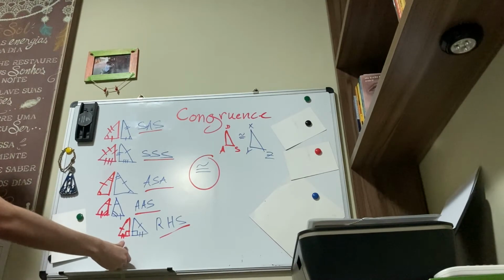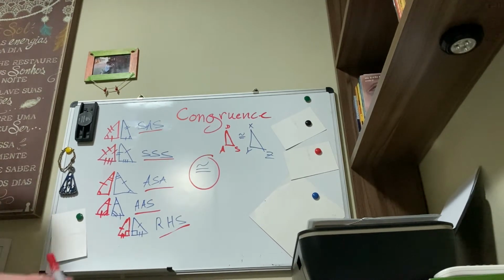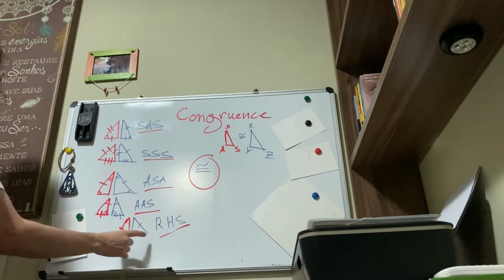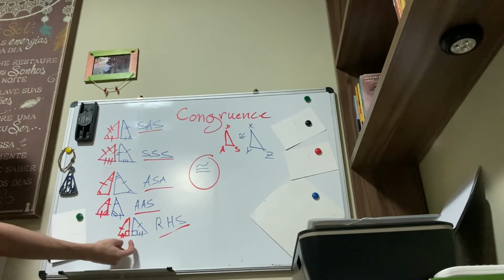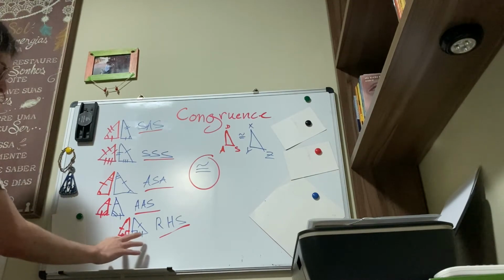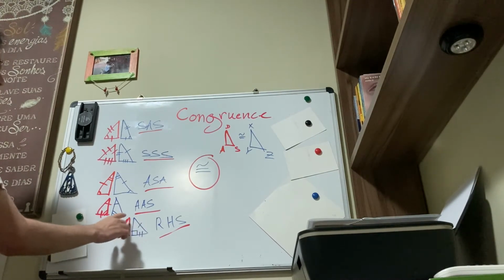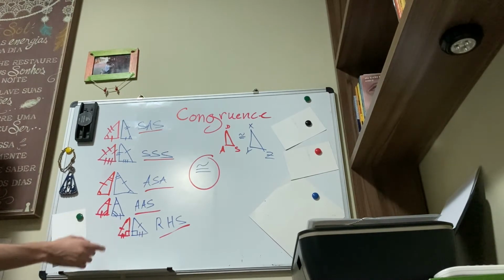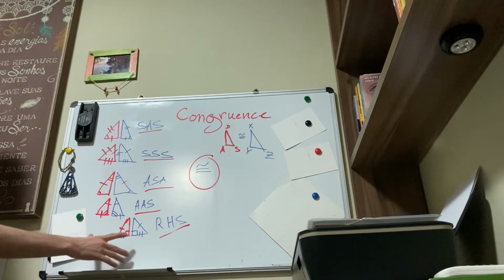And then here, this is a special case when you have a right triangle. So you need to prove that you have a right triangle. So you need to prove that you have a 90-degree angle inside your triangle somewhere. And then one of the sides, and the hypotenuse, which is the one opposite to the 90-degree angle, need to be the same so that you have congruence.